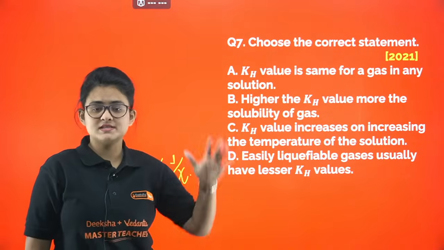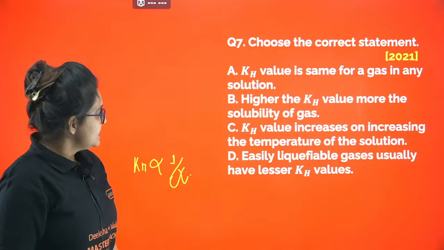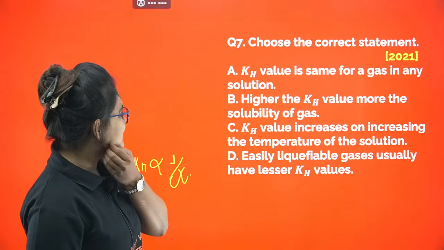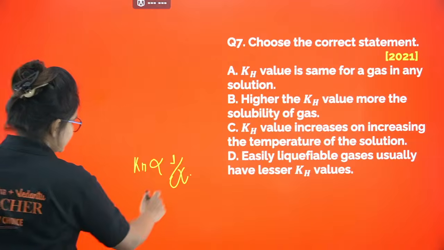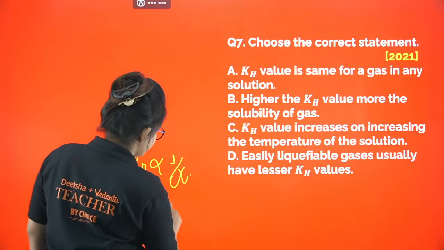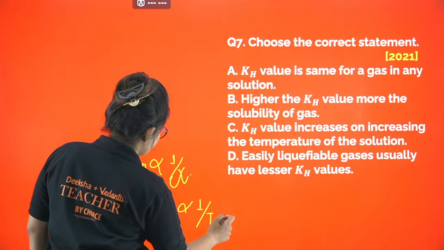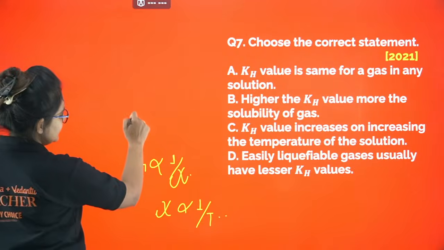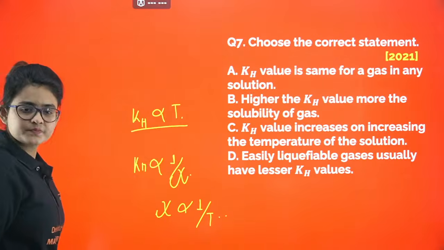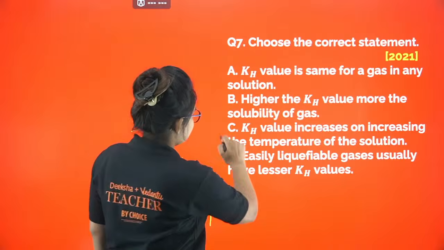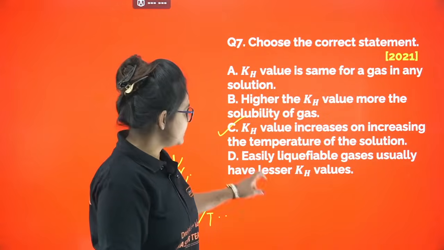So if you increase the KH value, then solubility will decrease, right? Next, KH value increases on increasing the temperature of the solution. Yes, that's true, because solubility is inversely proportional to temperature. So now if you just put it here, then KH is directly proportional to the temperature. Okay, so that's going to be the correct statement. Okay, so yes, let's proceed further.